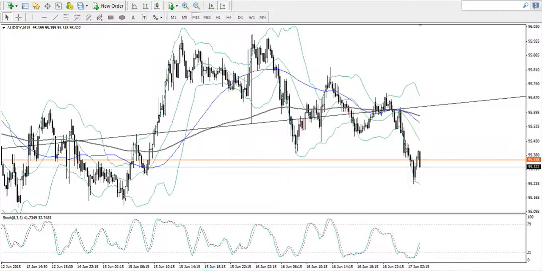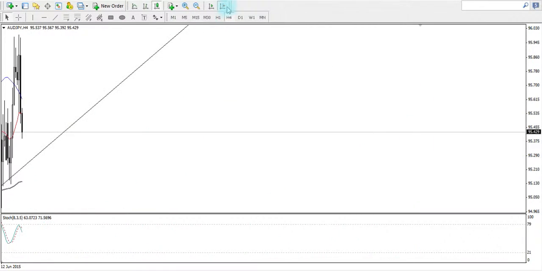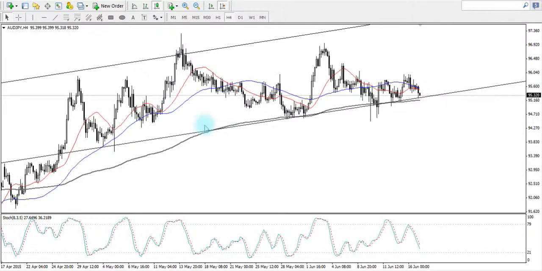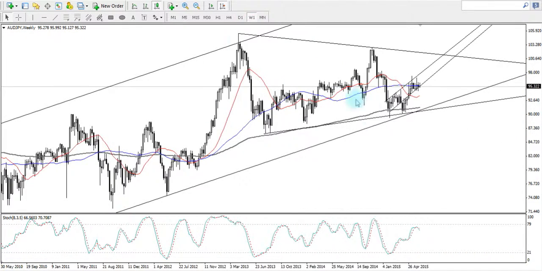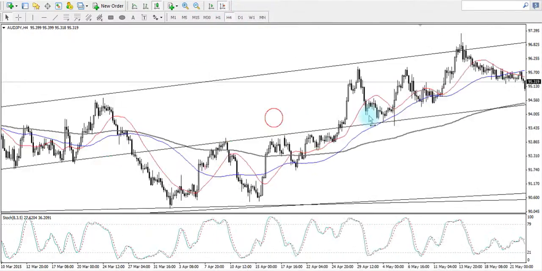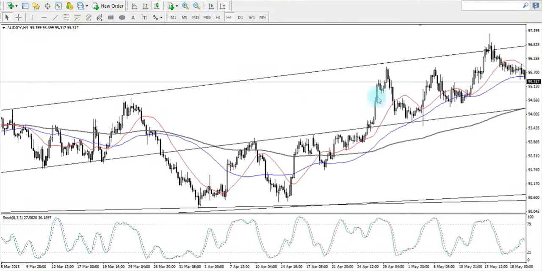And last but not least, I would just like to touch on the Aussie against the Japanese yen. As you can see in the weekly chart itself, there has been a rising trend channel. Price has rebounded off from the bottom, and we expect price to appreciate further from here, at least till the falling trend line, as you can see right here. So in the 4-day chart itself, there has been a channel.